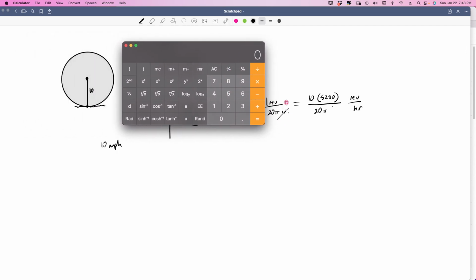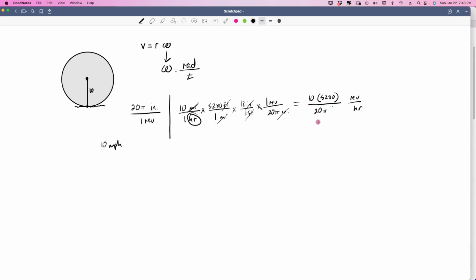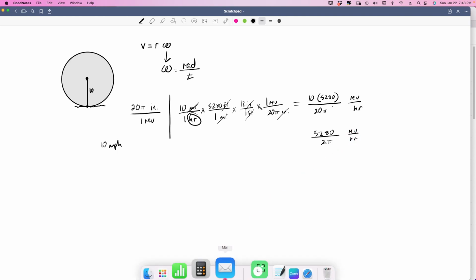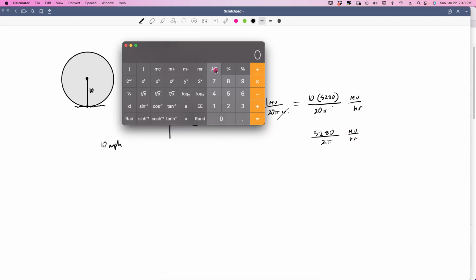So first thing I'm going to do is reduce this a little bit before I do this calculation. I have 10 over 20, so I'm going to reduce that to 1 over 2. I'm going to factor out that 10 because it's going to be the same thing. So this is going to be 5,280 over 2 pi. Right? And that's revolutions per hour. So I'm going to divide that by 2. 5,280 divided by 2 is 2640 pi.